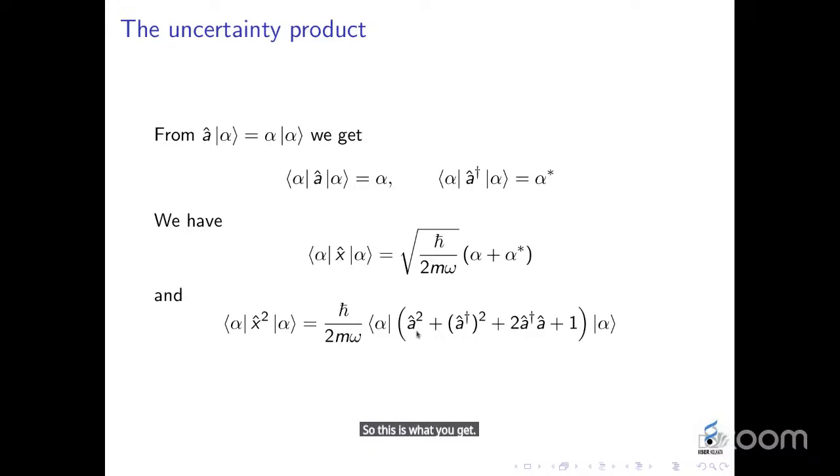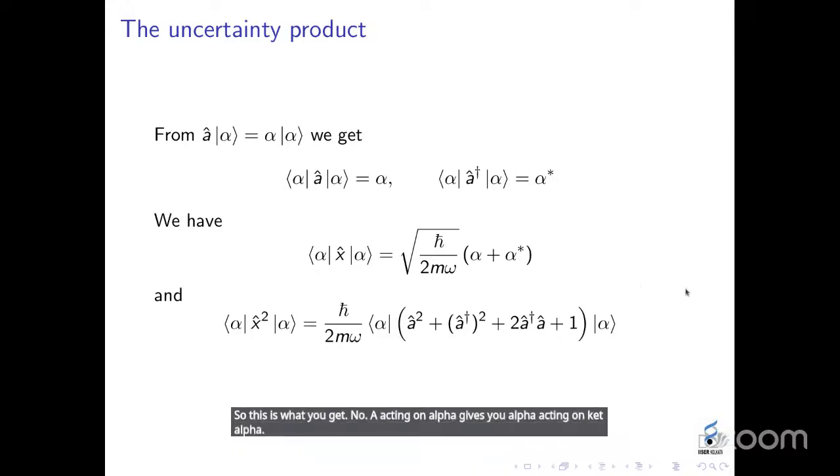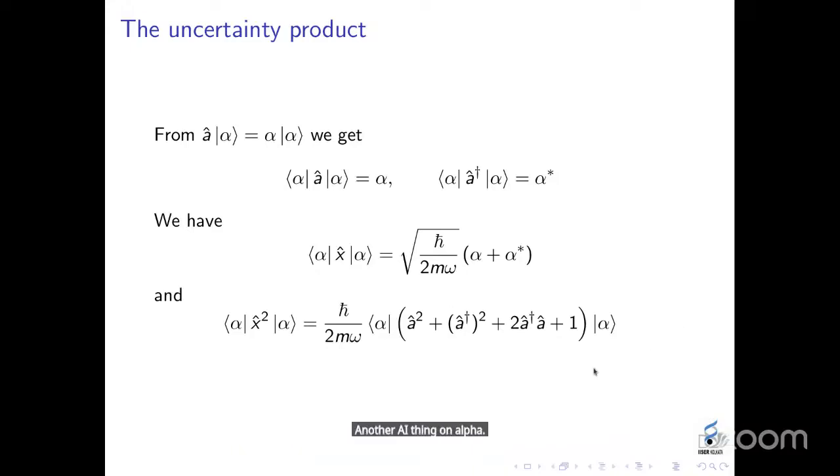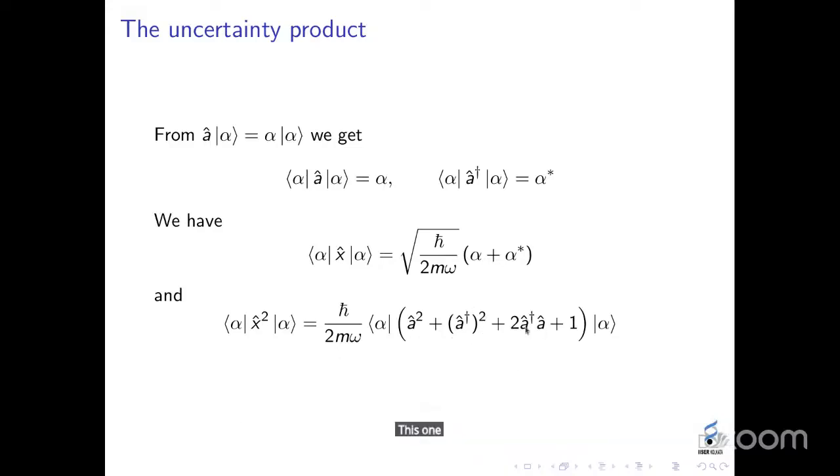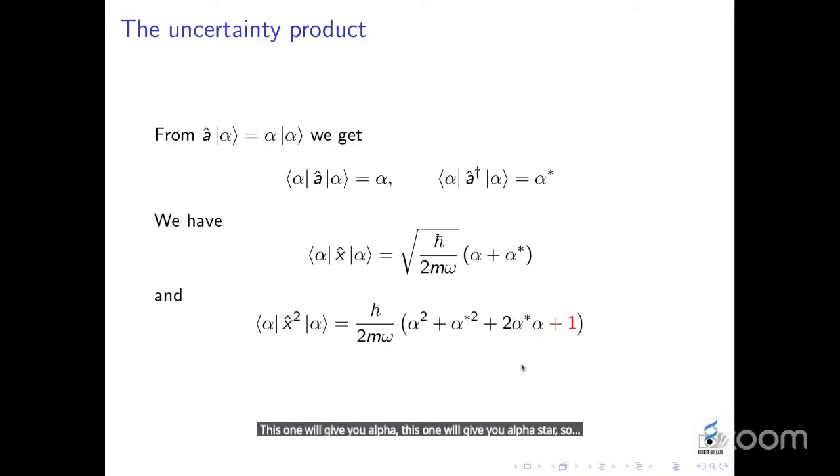Now, A acting on ket alpha gives you alpha times ket alpha. Another A acting on it gives you alpha square. So this will just give you alpha square. Similarly, this will give you alpha star square. This one will give you alpha, this one will give you alpha star. So basically, this is what you get.